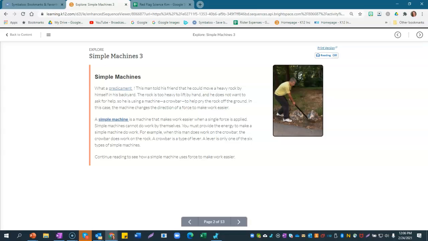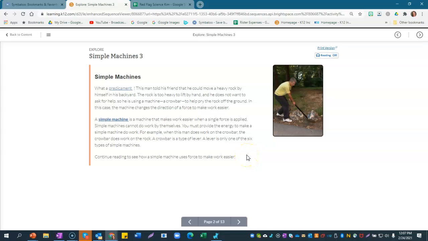Okay, what a predicament. This man told his friend that he could move a heavy rock by himself in his backyard. The rock is too heavy to lift by hand, and he does not want to ask for help, so he's using a machine. It's a crowbar, and he's going to try to pry the rock off the ground. So in this case, the machine changes the direction of a force to make work easier. So a simple machine, remember, is a machine that makes work easier when a single force is applied. Make sure you have that definition.